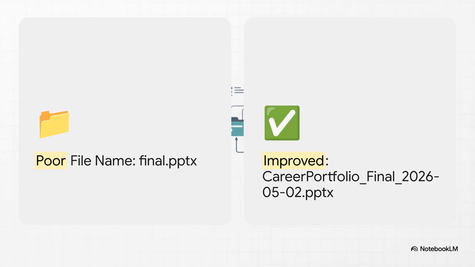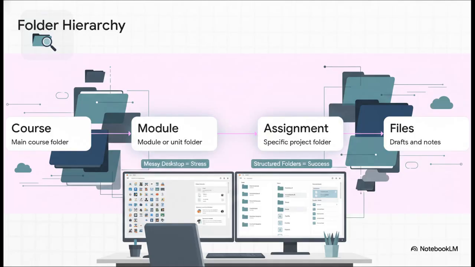Check out the improved file name. It clearly identifies the specific project, exactly what the file is, and the exact date it was finalized. Also notice how it uses underscores and hyphens instead of spaces. That simple trick ensures your files sort chronologically and stay perfectly organized on any computer system. Of course, a great file name needs a great home.